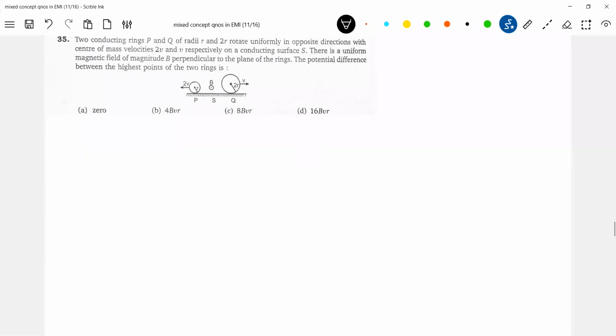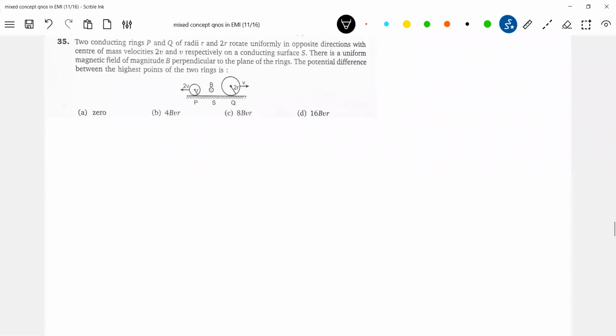Let's come to this. Two conducting rings P and Q of radius R rotate uniformly in opposite directions with center of mass velocity. They are having rolling motion on a conducting surface. Find the potential difference between the highest points of the two rings. Okay, let's directly come to this.